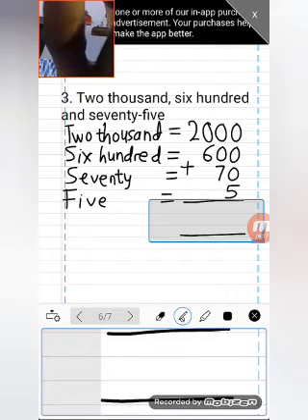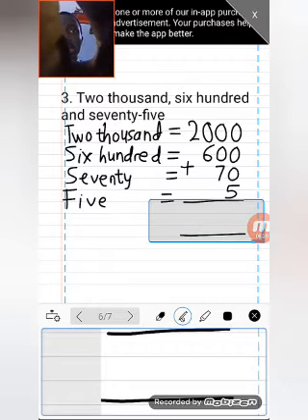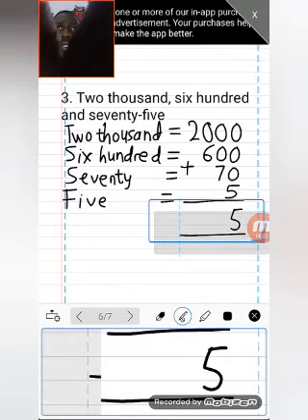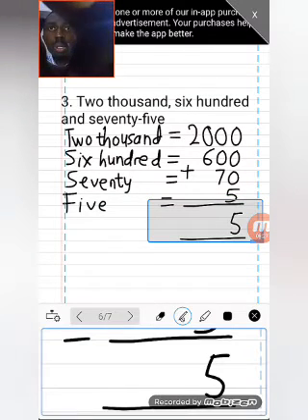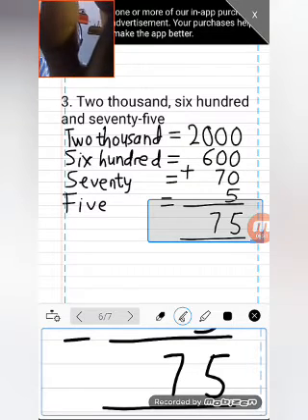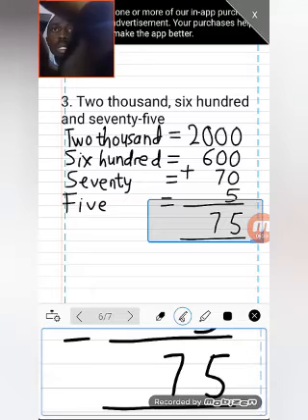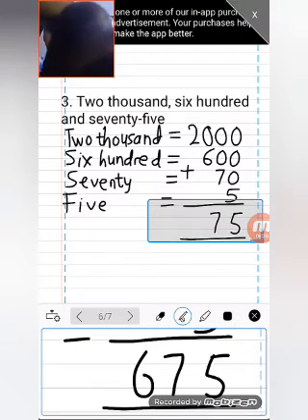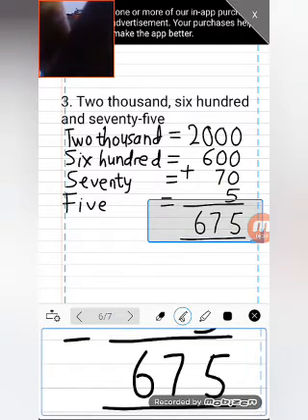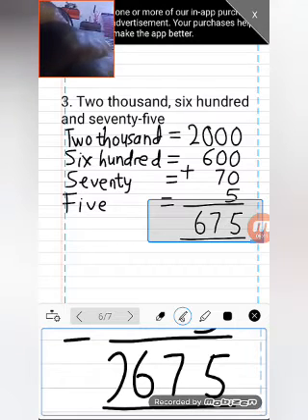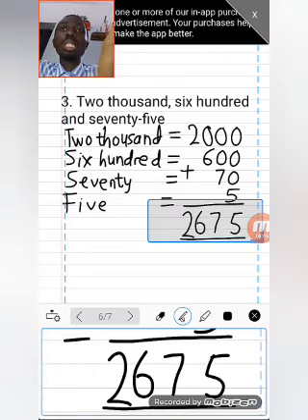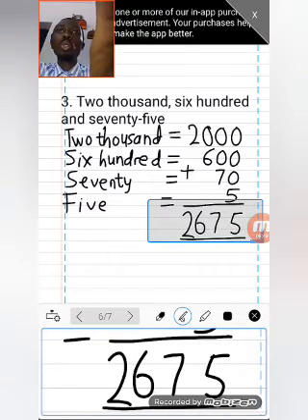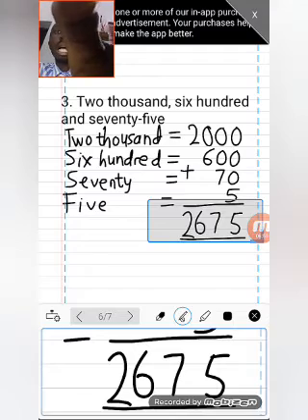So 0 plus 0 plus 0 plus 5, that's 5. Then next one is 0 plus 0 plus 7, that's 7. Then 0 plus 6 plus nothing, that's 6. Then 2 plus nothing, that's 2. So 2675, that is how to write 2675. It's as simple as ABC. It's as simple as that.